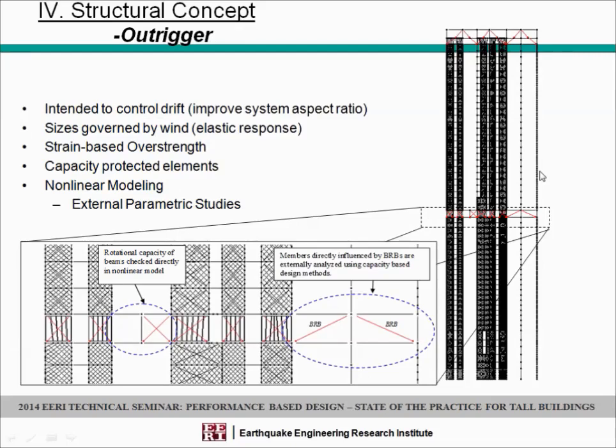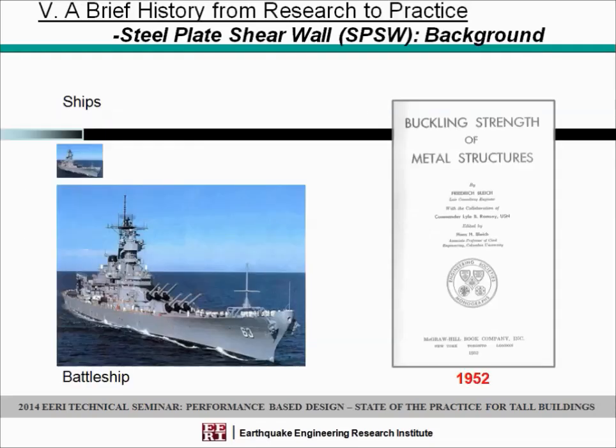This is more detailed, and it gets to what the outrigger is contributing. It's intended for drift control. It improves the system aspect ratio. Its size is governed by wind, with ALI, especially the outrigger system is strain-based, overstrength, capacity-protected elements. What was mentioned in several presentations, especially with Greg, is that to allow the BRB to perform in a nonlinear way and be able to track the demands, we had to protect all the other elements to remain essentially elastic. And it was included in the nonlinear model.